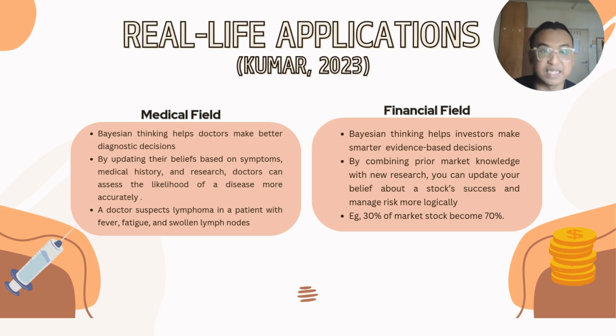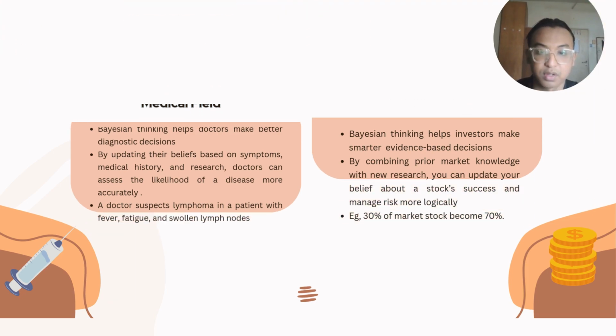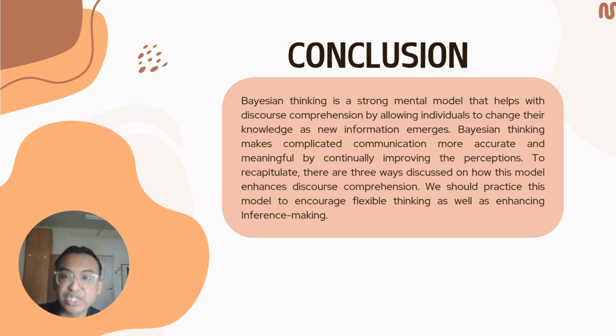However, in the financial field, it helps investors make smarter evidence-based decisions. So when they have prior market knowledge and then they do new research, they can update their belief about the stock's success and they can manage to avoid risk more logically. For example, when 30% of market stock jumped to 70%, the investor knew they could get a profit as it is profitable.